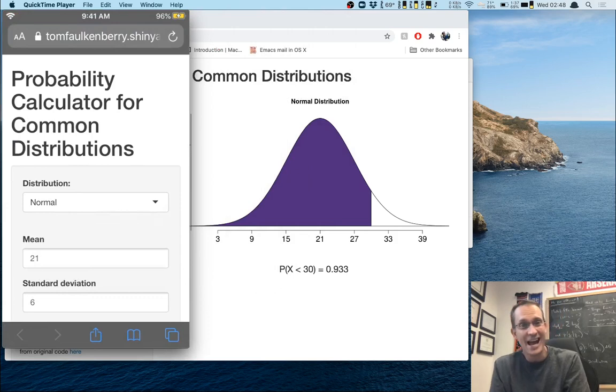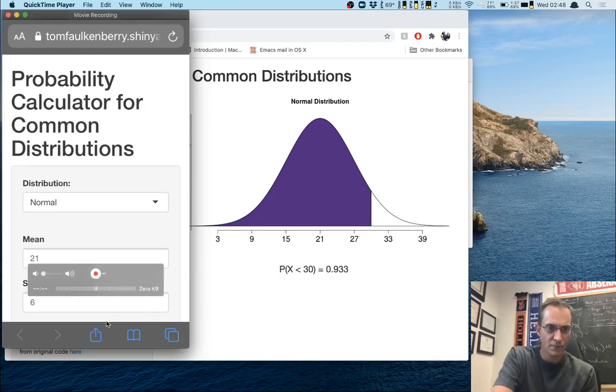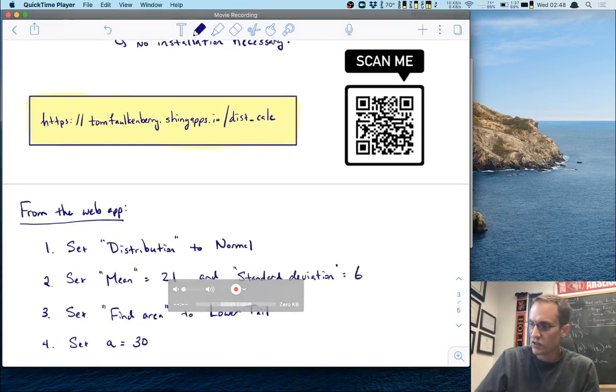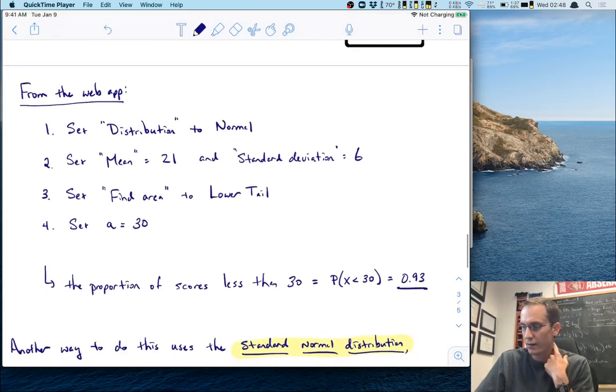So if you're sitting in class and you don't have a laptop with you, then you can still use this calculator to your advantage. So let me pop back over to the iPad now. I'm done with the phone. Okay, so that's how we do that calculation in the web app.